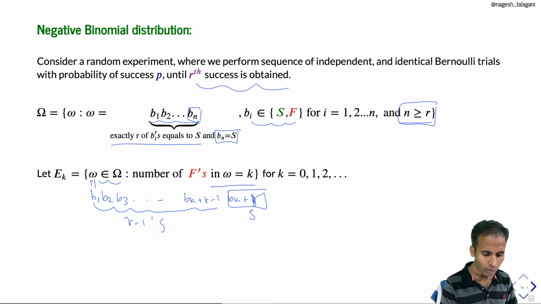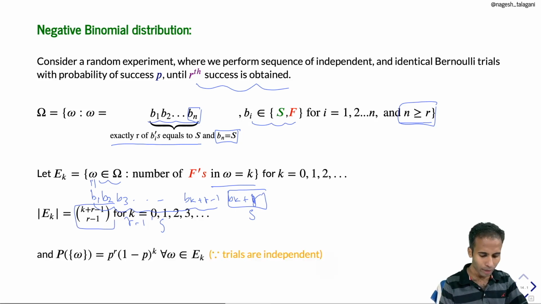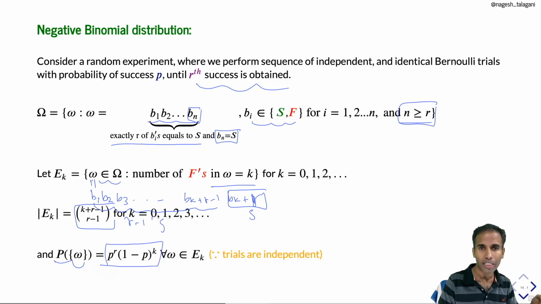So that's why the number of elements in Ek must be equal to k plus r minus 1 choose r minus 1. Now for any omega in Ek, the probability of the singleton omega is going to be p power r times 1 minus p power k, because every outcome in Ek has exactly r successes and k failures, and trials are independent, so we can say this.